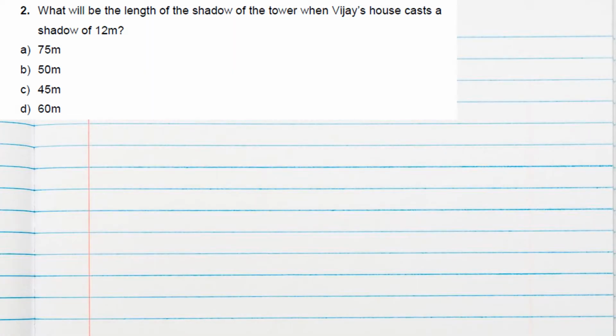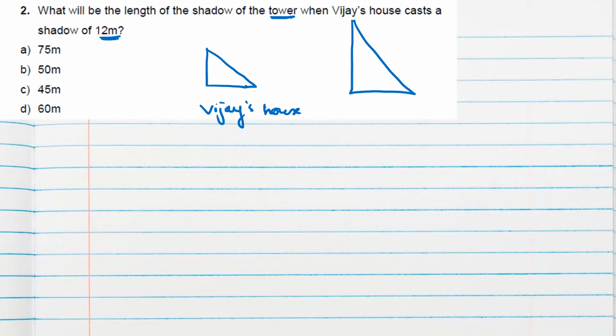Next is, what will be the length of the shadow of the tower when Vijay's house casts a shadow of 12 meters? Here we have to draw the triangles again. This is Vijay's house and this is the tower. The building height is the same. This is 20 and this is 100 we got, isn't it? But the shadow length is changed. This is 12 meters now. So this we have to find.